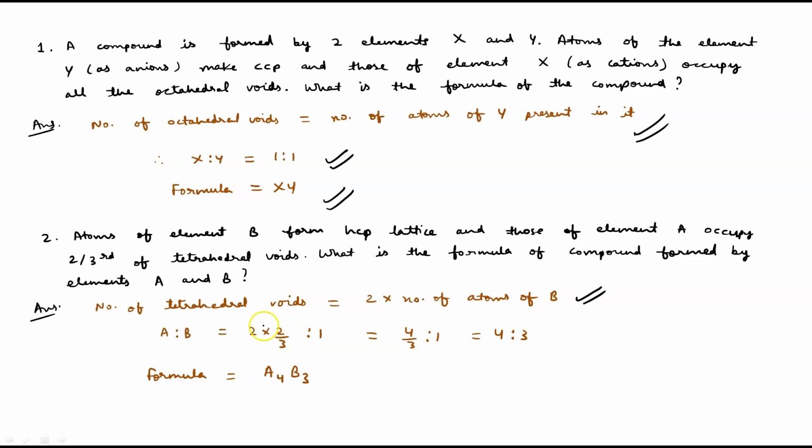Hence the ratio A:B becomes 2 into 2/3 : 1, that comes out to be 4/3 : 1, and by simplifying we get the ratio 4:3. So A is 4, B is 3. The formula becomes A4B3.